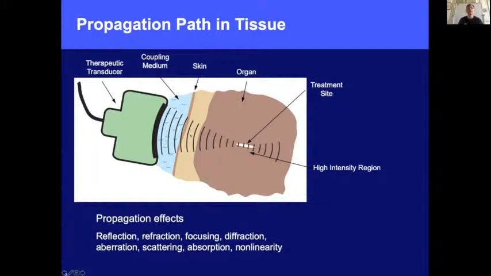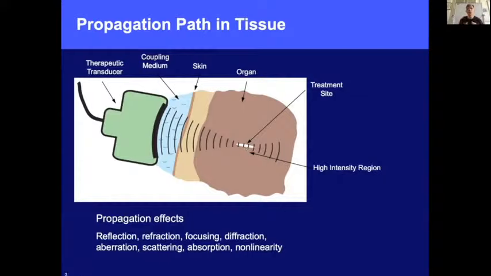And then as it enters and propagates through the body, it has to pass through layers of skin, some intervening tissue, often layers of fat and muscle, and then into the organ of interest where the treatment is desired to take place. The transducer is normally focused, so we get a focusing beam effect, and in the treatment site where we have the highest intensity region is where we get the bioeffects.